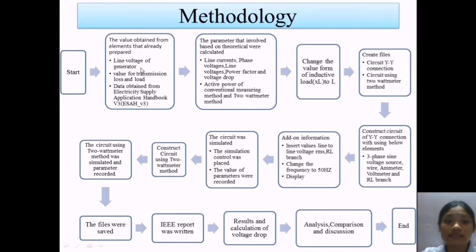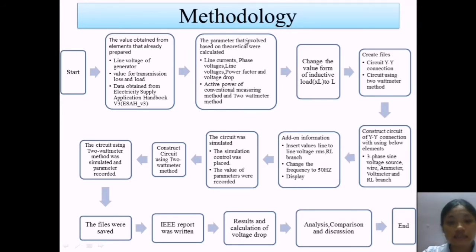For example, the line voltage for the generator is 30 kilowatts for me, and the values for the transmission lines and load refer to the matrix number, and the data obtained from the Electricity Supply Application Handbook V3. This means some values are already fixed in this handbook. For example, the supply frequency is 50 Hz plus or minus 1%. The power factor is a minimum of 0.85 for loads less than 132 kilowatts.